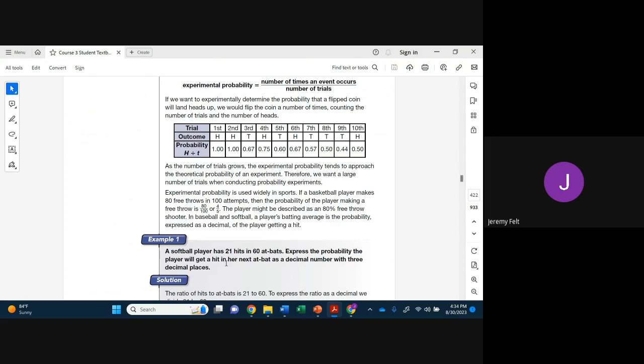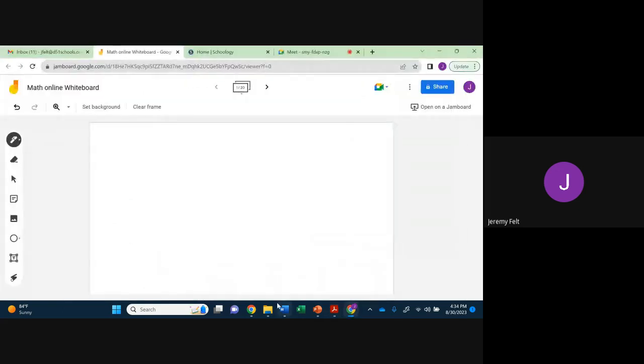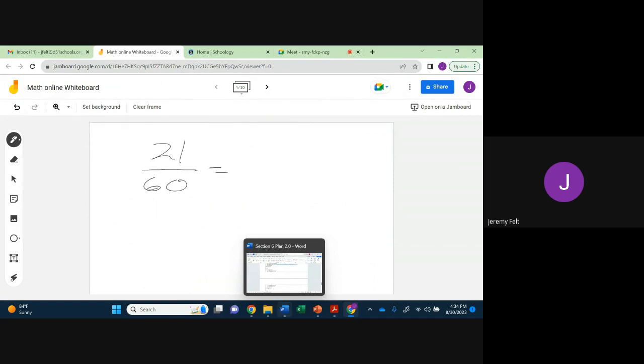So a softball player hit 21 hits in 60 at-bats. Express the probability the player will get a hit in her next at-bat as a decimal number with 3 decimal places. So 21 out of 60, 21 was the number of times a hit occurred out of 60 at-bats. So that as a decimal number is 0.35. So then take it out to 3 decimal places, we would call it.